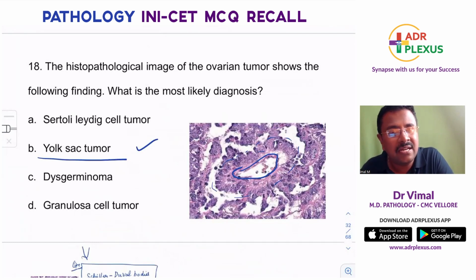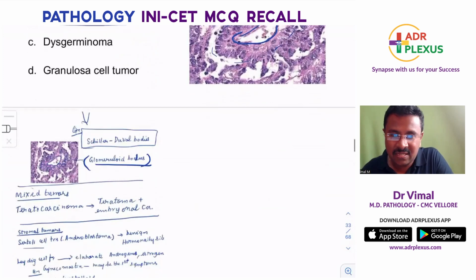Obviously, it occurs in a very young age group, around a 2-year-old or 3-year-old child presenting with an ovarian mass or a testicular mass. You think of yolk sac tumor. And these are the Schiller-Duval bodies, which we have highlighted many times.